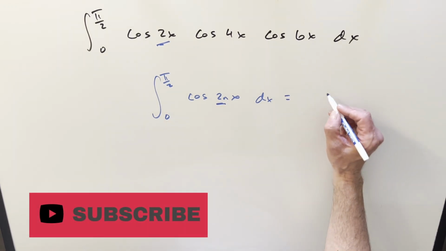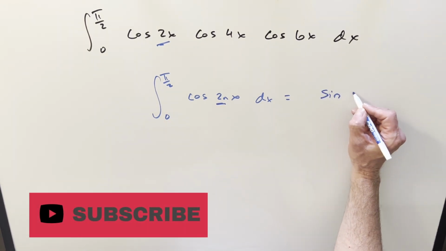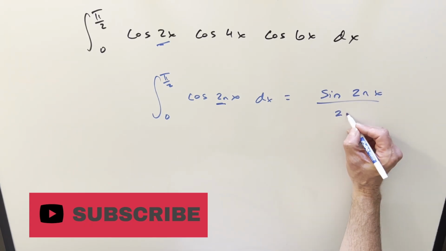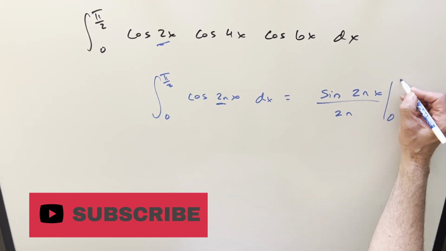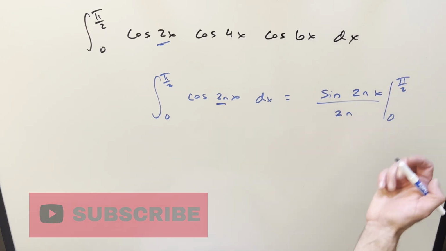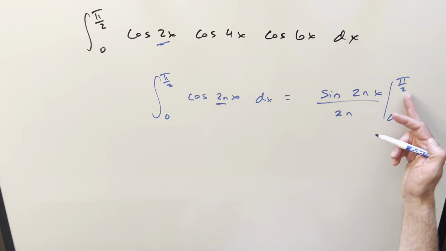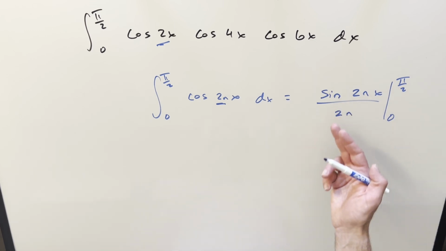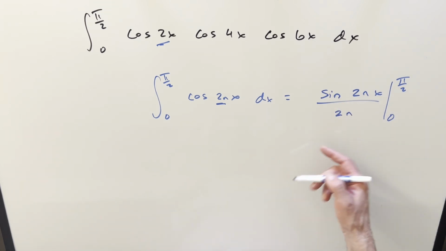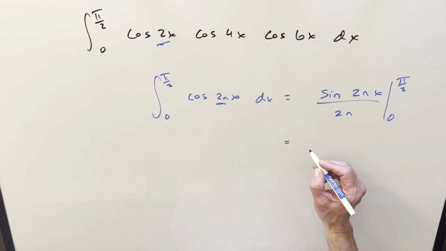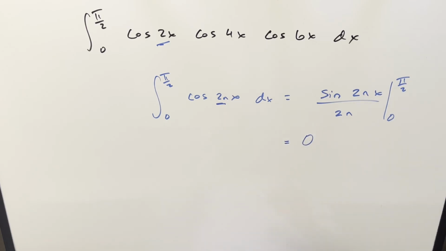If we integrate this, we're going to get sine 2nx, the 2n's going to pop out, but the constant isn't really going to matter. When you evaluate this, sine at 0 is 0. You plug the pi over 2 in, you're going to get an integer multiple of pi inside the sine. That's also going to be 0. So as long as n's an integer, this is going to be 0.